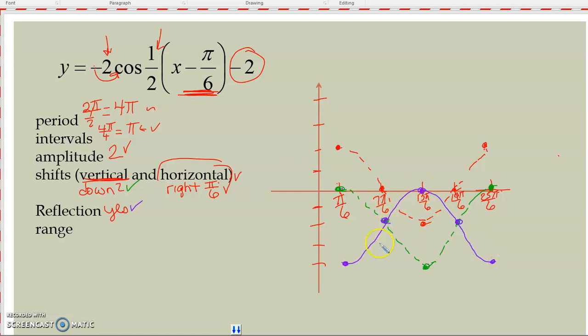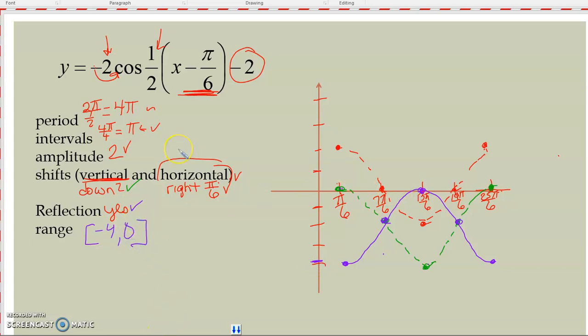So this is our graph, the purple one. This is it being shifted to the right pi over 6 with a new period. It has an amplitude of 2, so in between the points we have a space of 2 units vertically, and it has been shifted down 2 and reflected. Okay, so you had everything in this equation. Now our range, the low end is -4 and the high end is 0.